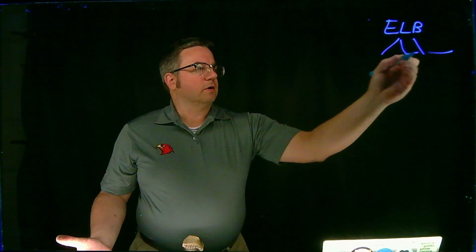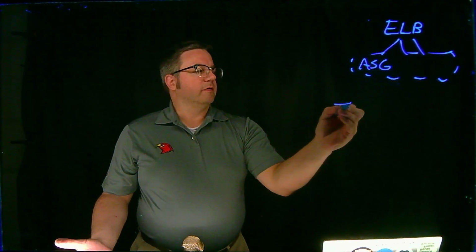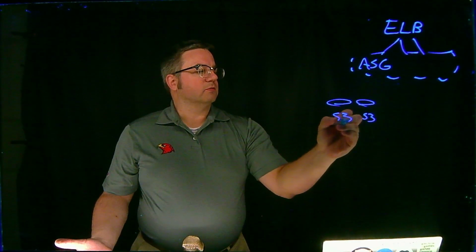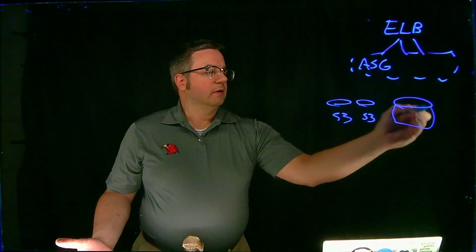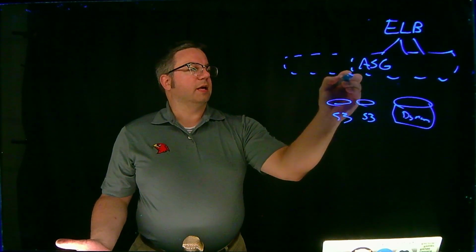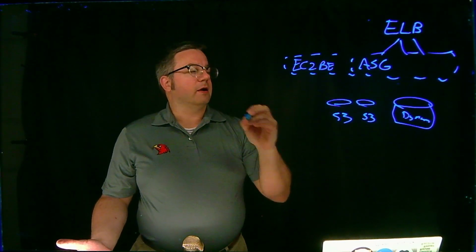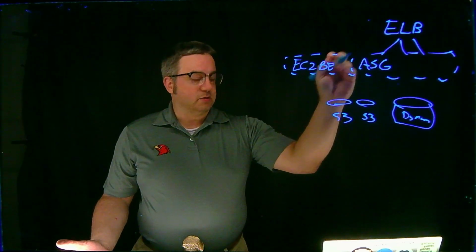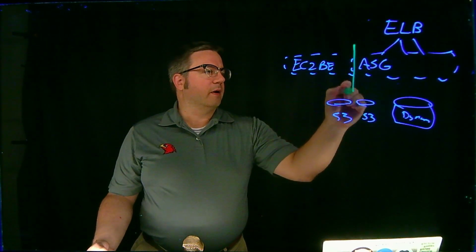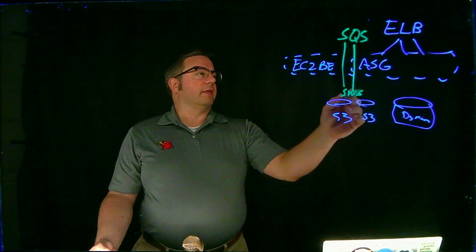Sure enough, let's draw it up here really quick. Here's our ELB, right? This is our ASG, auto scaling group, right? We have S3, we have Dynamo here, right? Also in the same subnets, we have our EC2 backend, okay, right here. And connecting these two, probably better drawn this way, is SQS, right, and SNS, right? That's kind of connecting out.